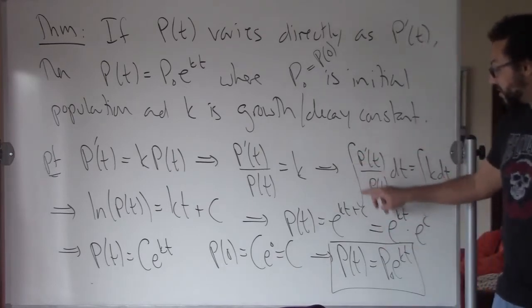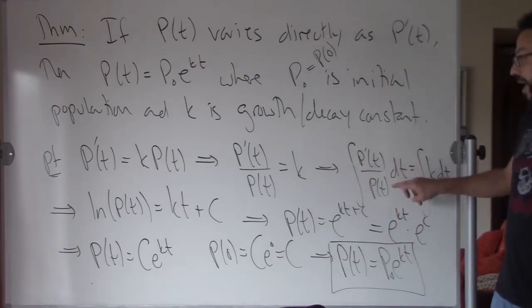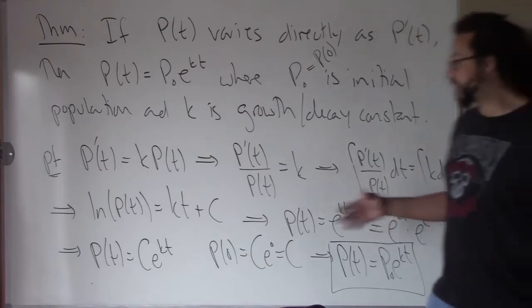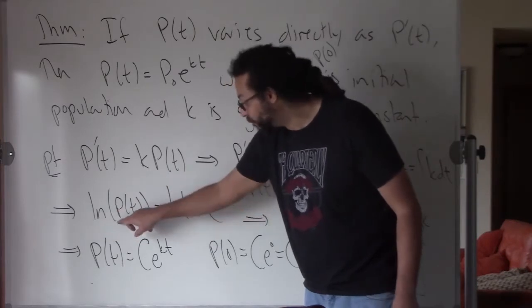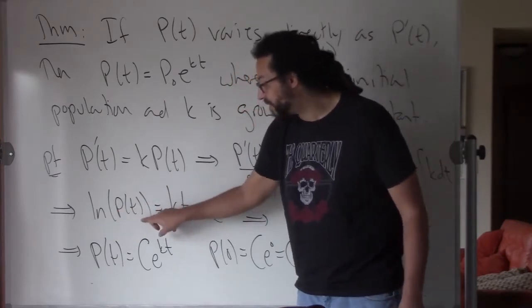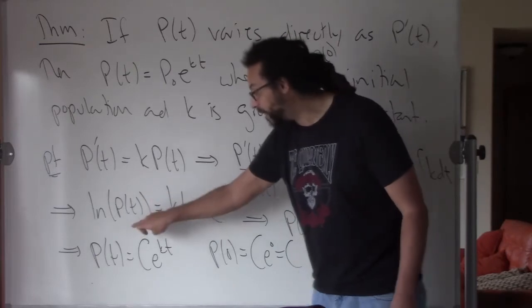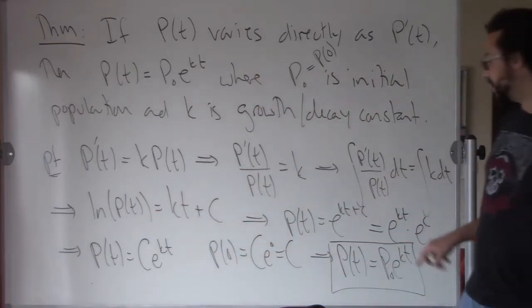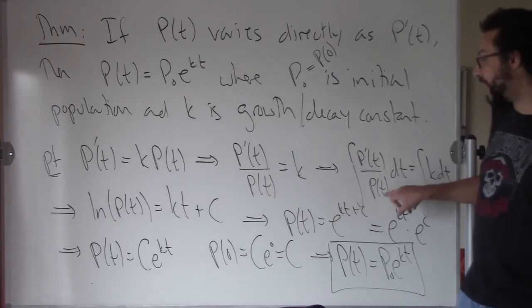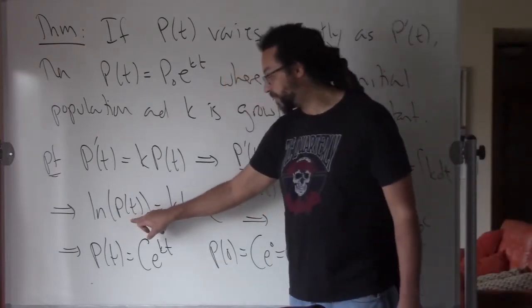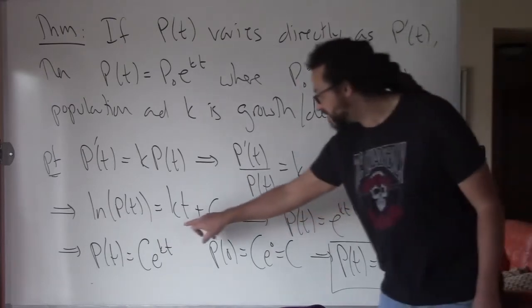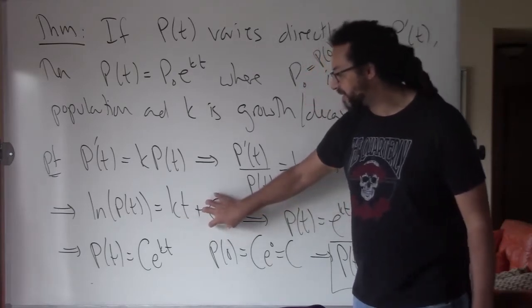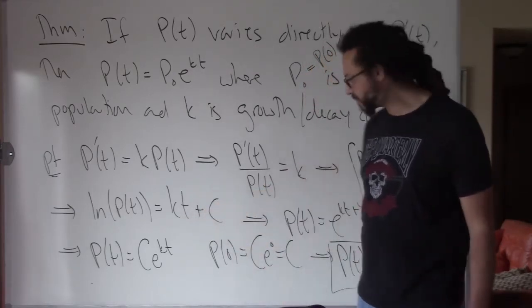So now, what is a function whose derivative is P prime over P? Well, certainly the natural log function has that property. The derivative of this thing, remember, is take the derivative of the thing in the parentheses and put it over the thing in the parentheses. So the antiderivative of P prime over P is just the natural log of P of t. The antiderivative of any constant k means you just tack on the variable. So this is k times t plus some constant of integration c.